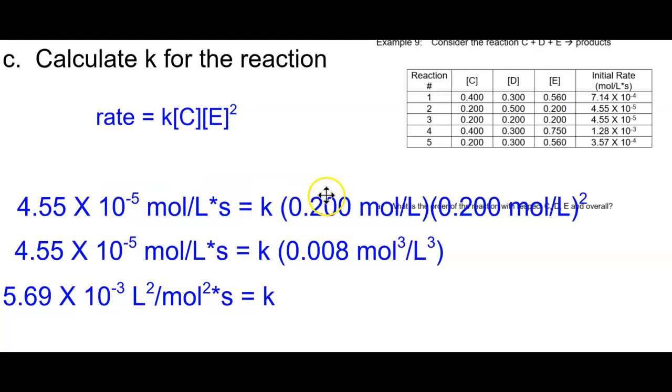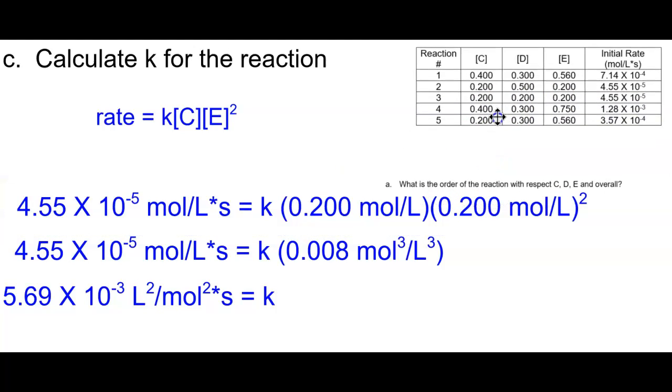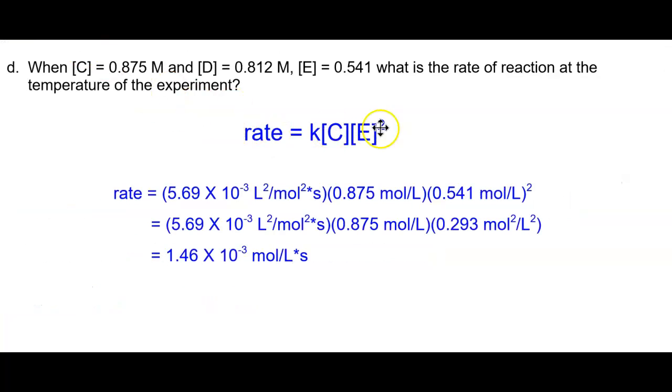I'm looking for k. I have my concentration for experiment 2 for C. I have the concentration for E. Remember, D is not present. Let me get this out of the way. And then I need to square whatever concentration I have for E. So here's the work going through. I did this times that times itself. So I took 0.2 times 0.2 squared, which got me 0.008. I divided both sides by 0.008, and I got this value for k.